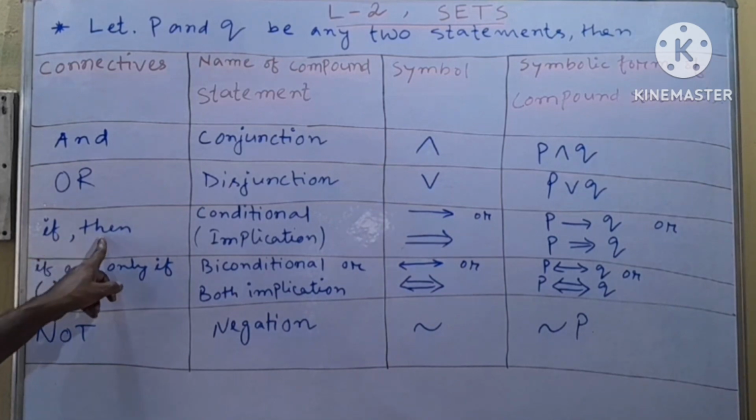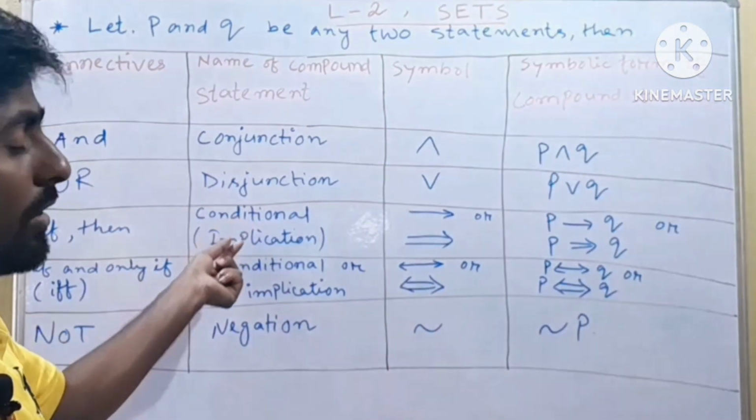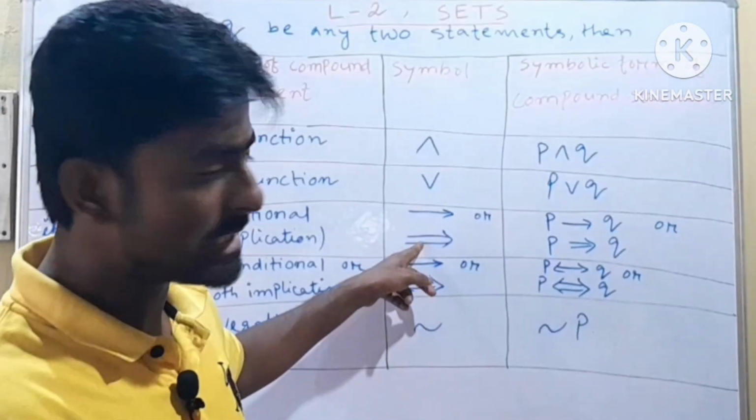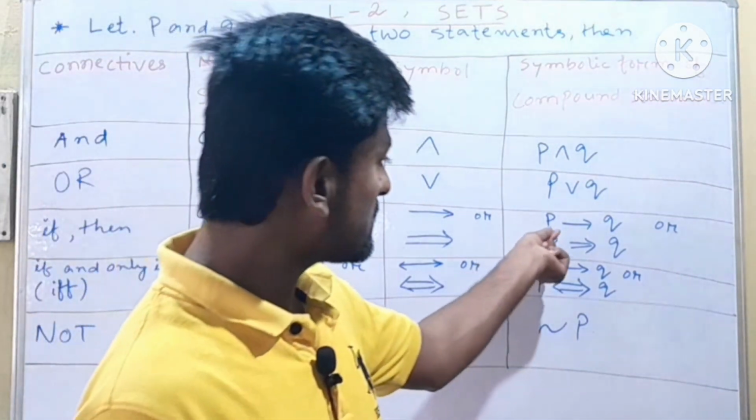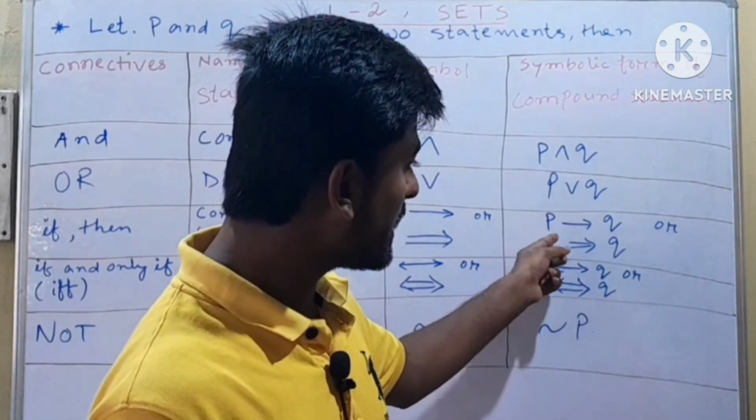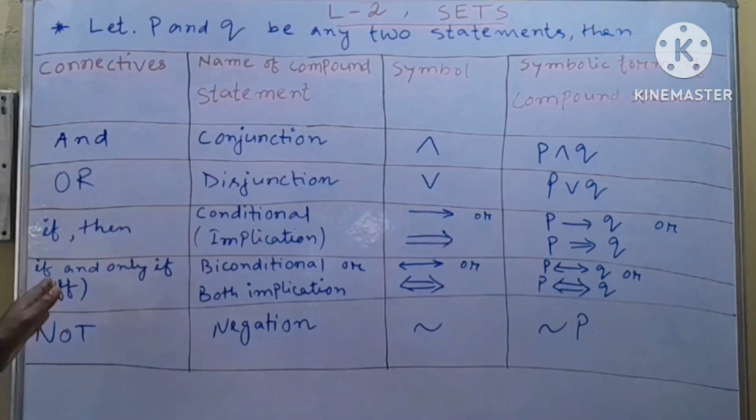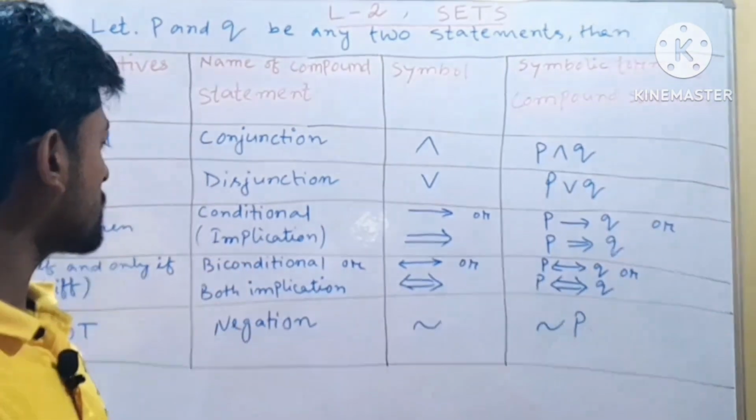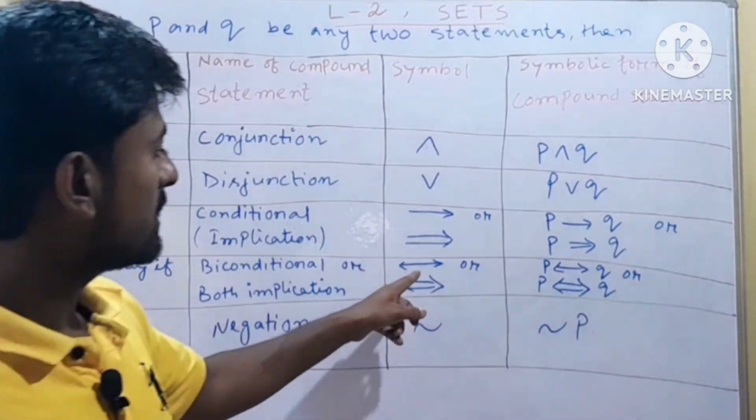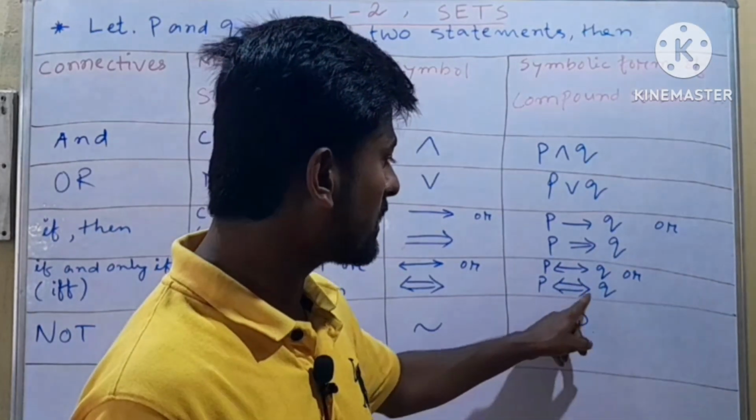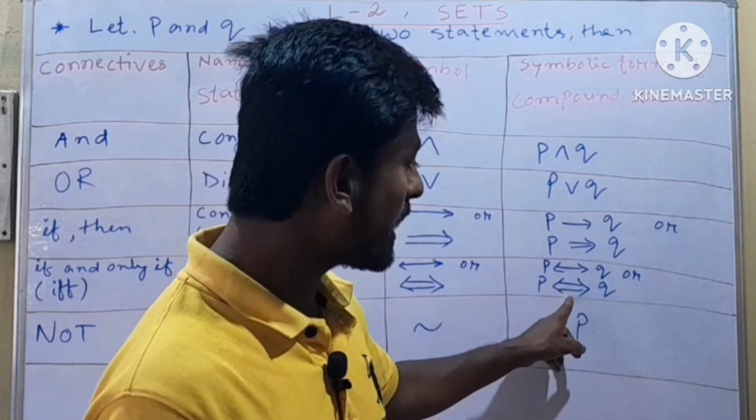Then, if then, that is conditional or implication. Symbol is this one, that is implies, and symbolic form is P implies Q, that is P conditional Q. Next, if and only if, shortly we can write IFF, that is if and only if. It is biconditional or both implication. Symbol is this one, and symbolic form is this one. We can read as P biconditional Q.